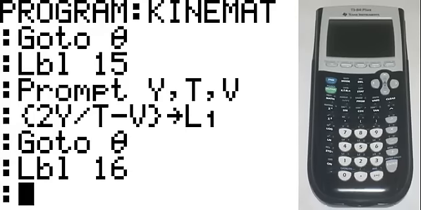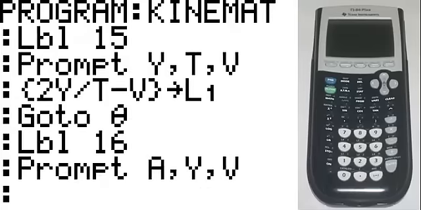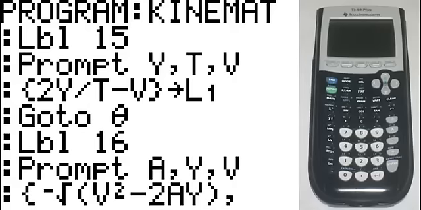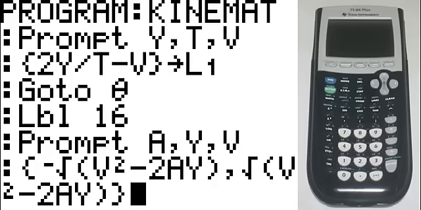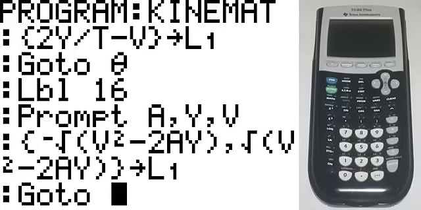Label 16. Prompt the variables a, y, v. Again, we're going to have two options here. So in the squiggled parentheses, negative square root of v squared minus 2ay, end parentheses, comma, square root of v squared minus 2ay, end parentheses, and the squiggled parentheses, that goes to L1. This also again corresponds to the plus or minus square root that comes from the equations. Go to theta.